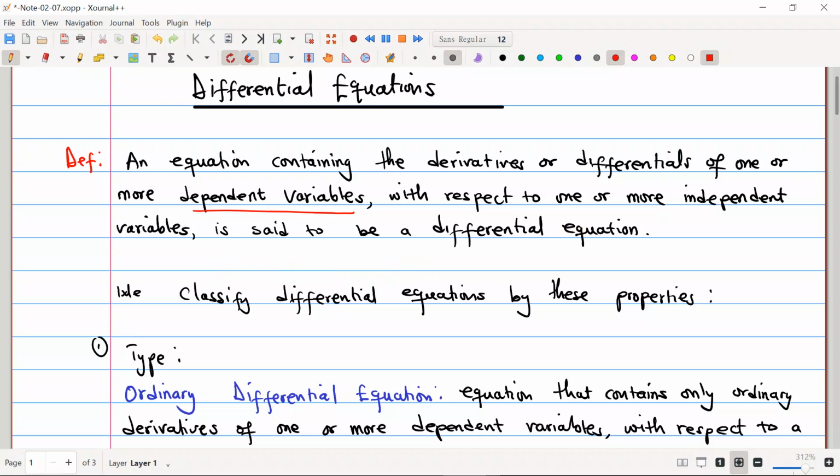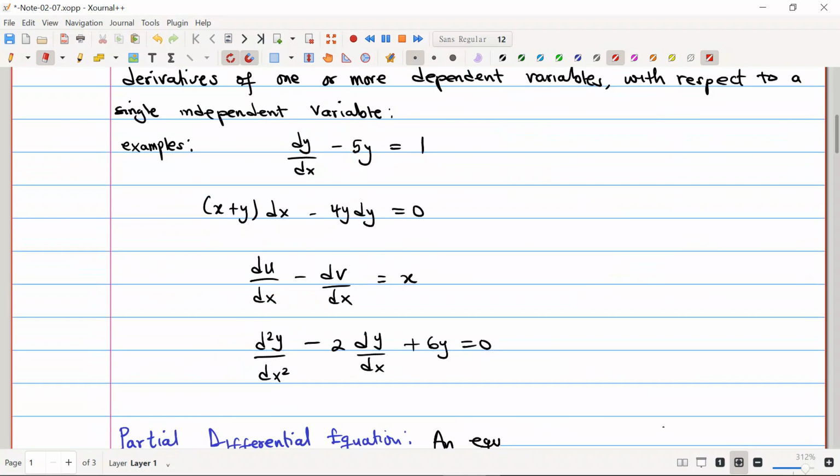So when you have an equation containing the derivatives or differentials of one or more dependent variables, right? So you have maybe dy, its derivative, with respect to an independent variable, and the equation is maybe dy/dt plus 2t equals 0. This equation is a differential equation because it contains a derivative of y with respect to the independent variable t, right? That's the actual definition of a differential equation.